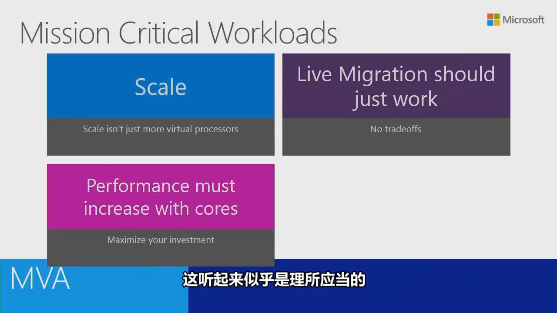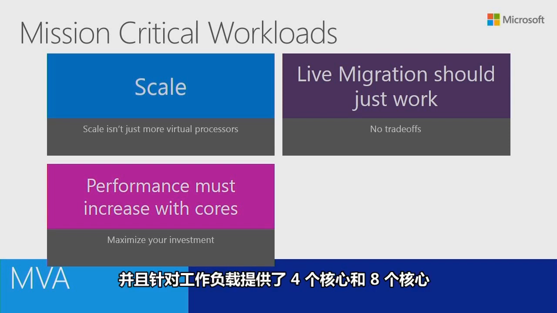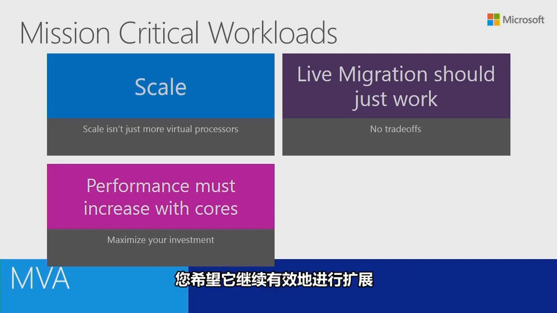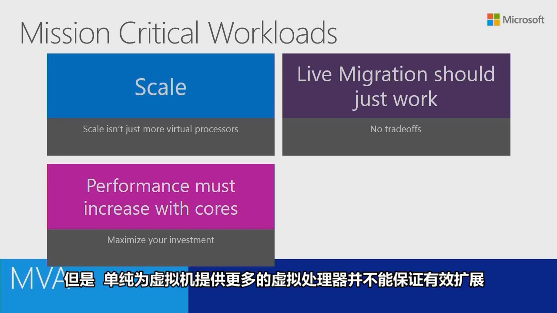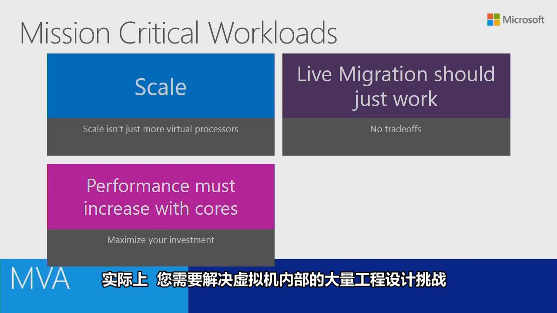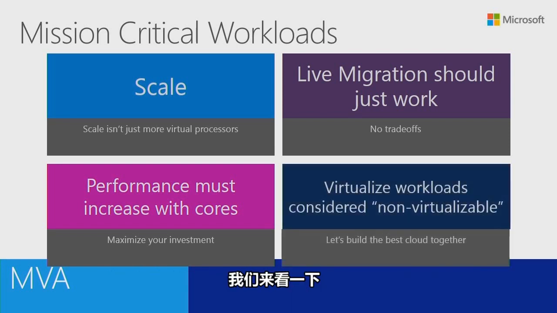Another thing is performance must increase with cores. So this sounds almost silly that you read this. I mean, if I've got, for example, 2 cores and I give it a workload of 4 cores and 8 cores, you expect it's just going to scale and it's going to scale well. But just by providing a virtual machine more virtual processors doesn't guarantee that will happen. There's actually a bunch of hard engineering challenges you need to solve within the virtual machine. I'm about to get to that.